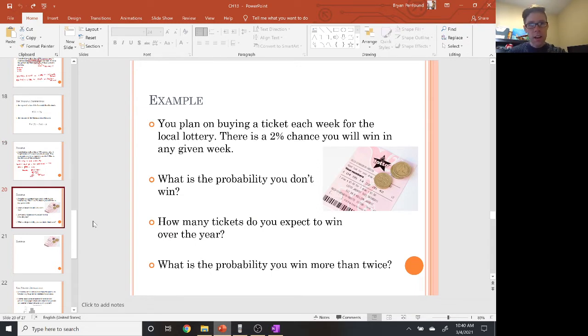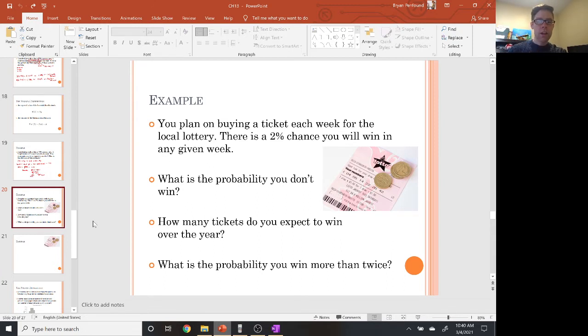It's a lottery kind of example. So what we're going to do is we're going to buy a lottery ticket each week for the local lottery. Let's assume that we play for the span of the entire year. So here capital N will be equal to 52. And there's going to be a 2% success rate. So there's a 2% chance that we win the local lottery in any given week.